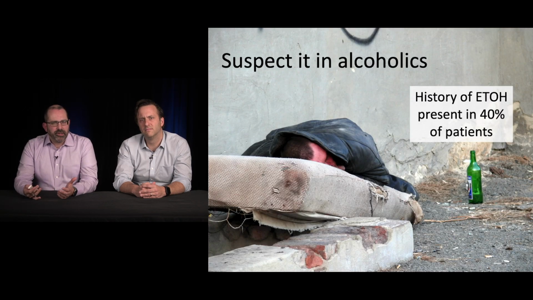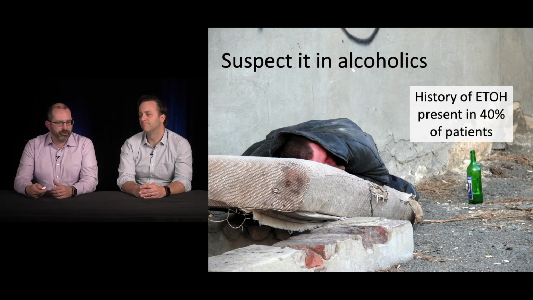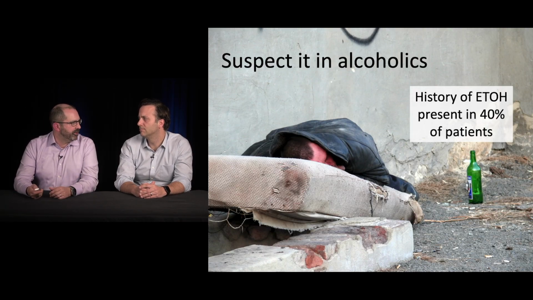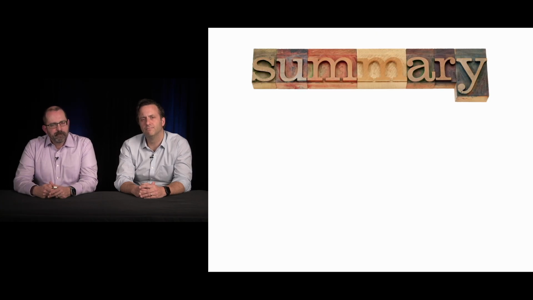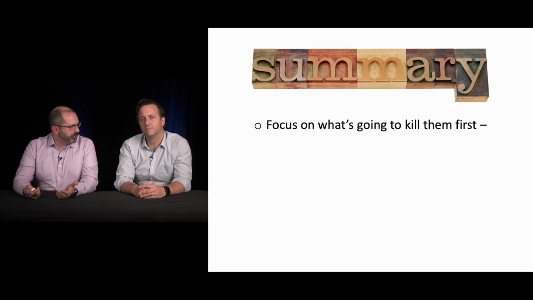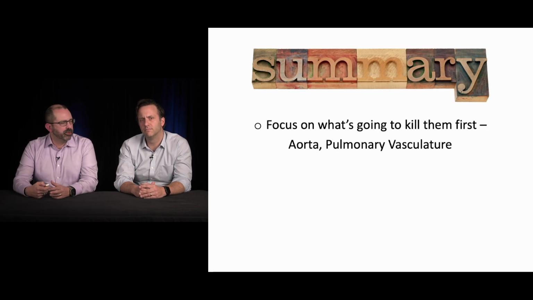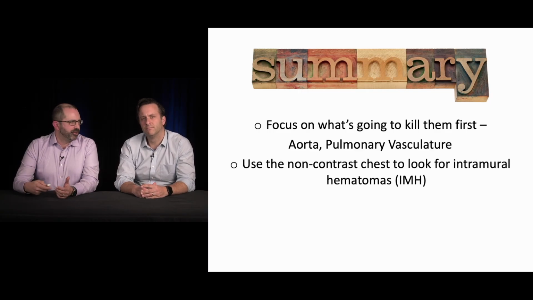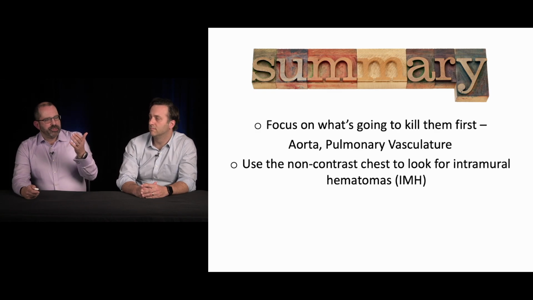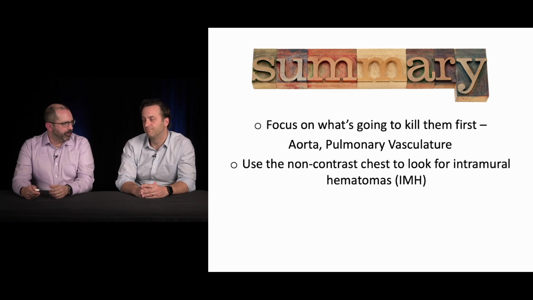Again, suspect it in your alcoholics who come in vomiting, heavily associated with alcohol intake. So 40% of patients with Boerhaave's are going to have alcohol on board. So, all right, bringing it home, focus on what's going to kill them first. Start with the aorta, the pulmonary vasculature, move on to things like the lungs, the bones. Remember, in the CTA chest for dissection, look for that intramural hematoma.